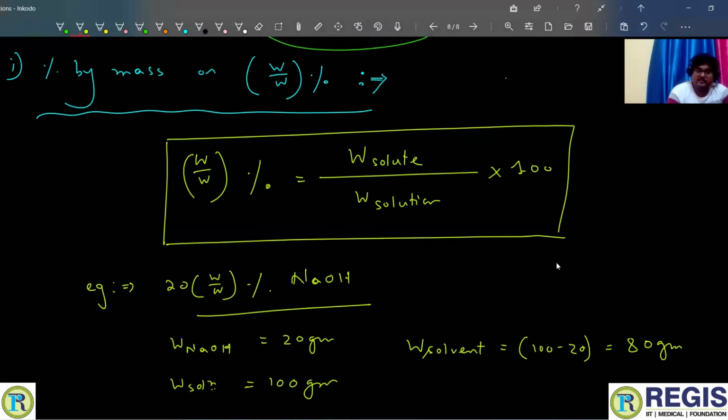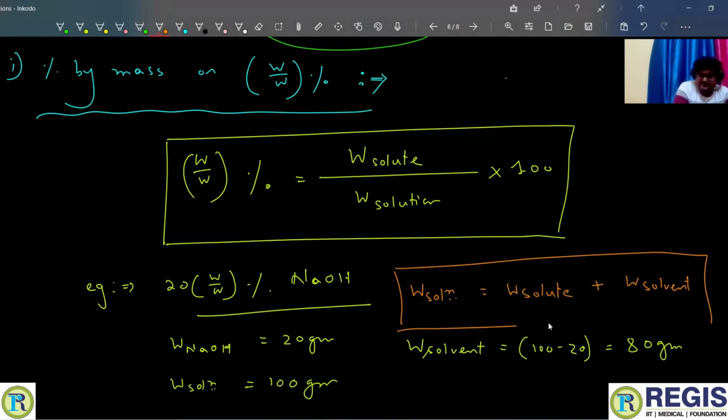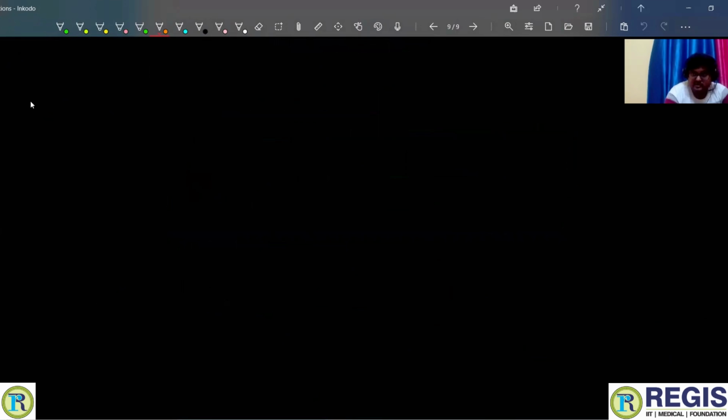And always remember, why am I getting this? Because we all know that the weight of solution is equal to the weight of solute plus the weight of solvent. Please take a note of all this. Any doubts regarding this? Tell me. Okay, giving you one question regarding this part, try to solve it.